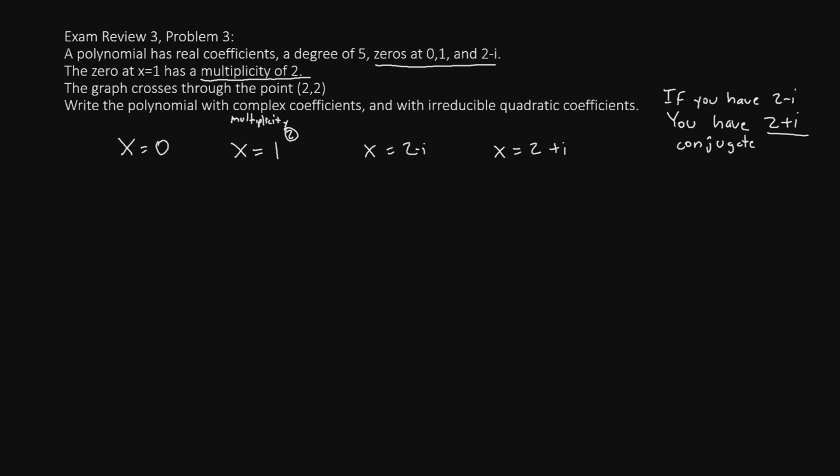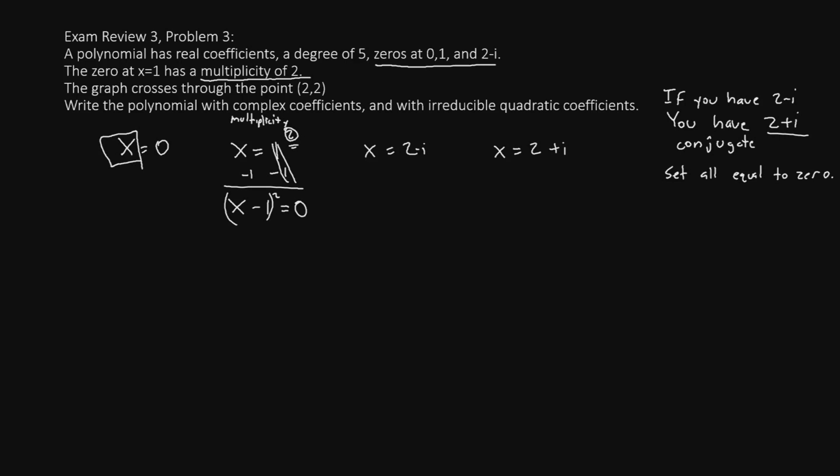Alright, what we want to do is set all of them equal to 0. Well, this x is already equal to 0. To make this equal to 0, we simply subtract 1 on both sides. The 1 and the minus 1 will cancel, leaving us x minus 1 equals 0. And because the multiplicity is 2, we'll say (x minus 1) squared.